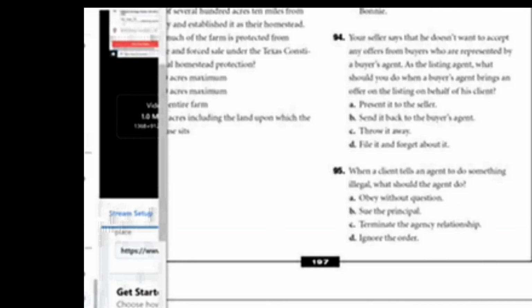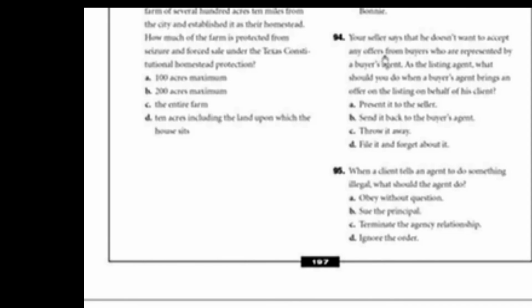All right, number 94. Your seller says that he doesn't want to accept any offers from buyers who are represented by a buyer's agent. As the listing agent, what should you do when a buyer's agent brings an offer on the listing on behalf of their client? A, present it to the seller. B, send it back to the buyer's agent. C, throw it away. D, file it and forget about it.